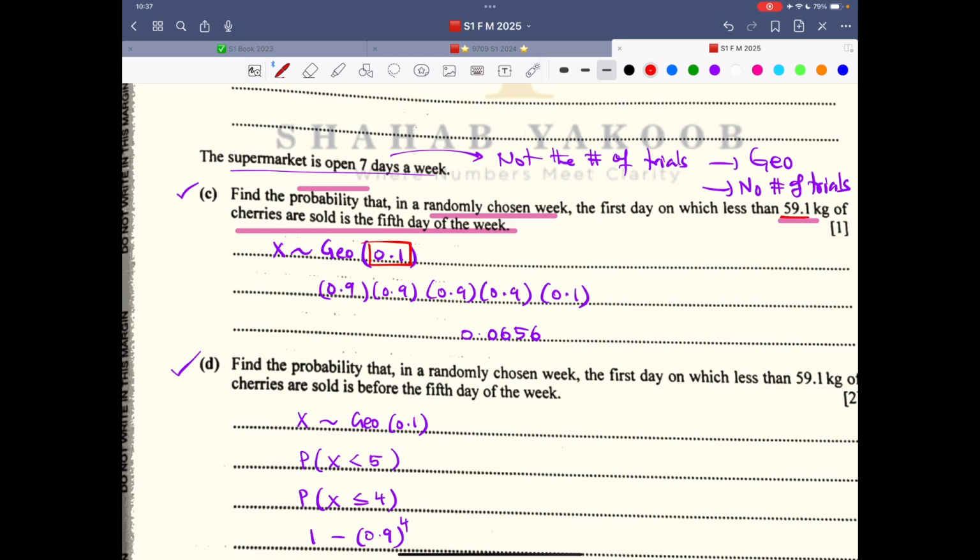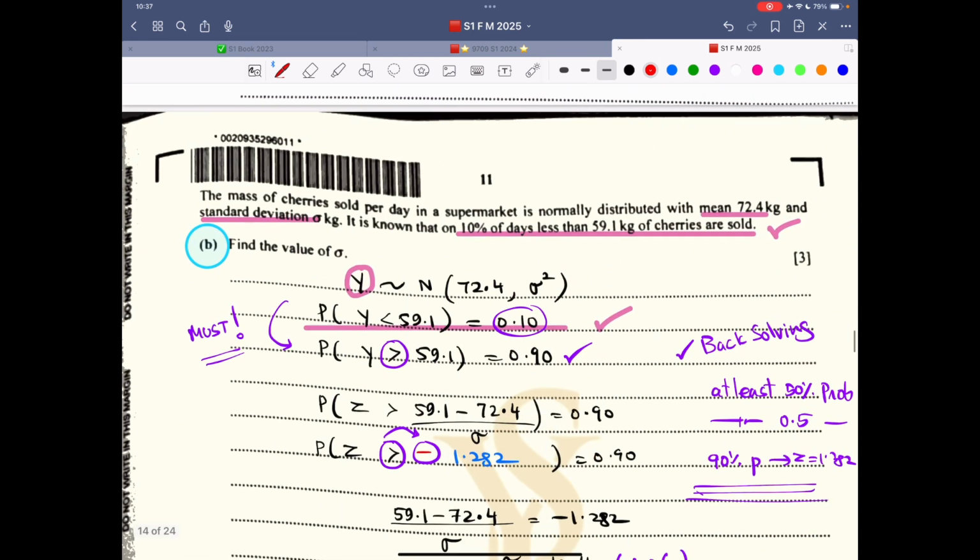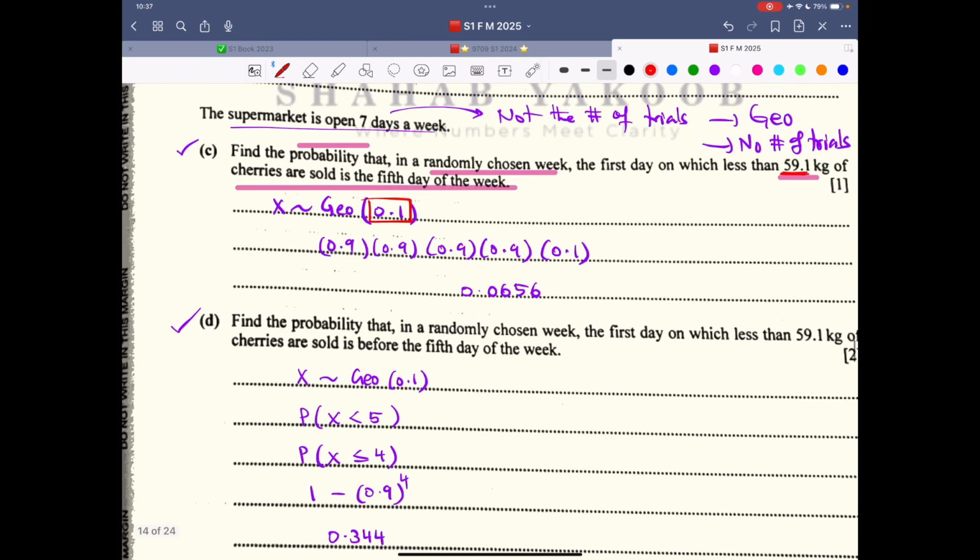How do you get 0.1? This 59.1 over here, there it is. 10% of the days less than 59.1 kg are sold. So less than 59.1 kg, therefore the probability of success is 10%. That is the probability of success. So first 4 days are failure, the last one is success, nothing to do with the 7, except there is no stopping, and whatever is happening during this day. So this is 0.0656. That is the answer for this particular part.